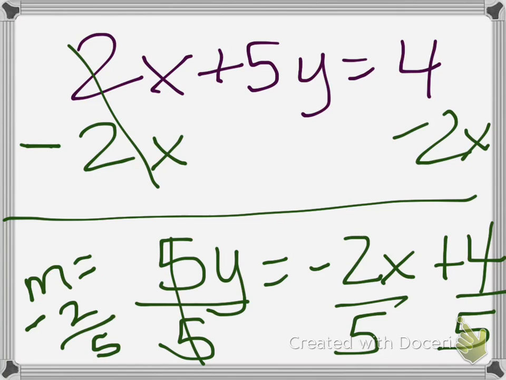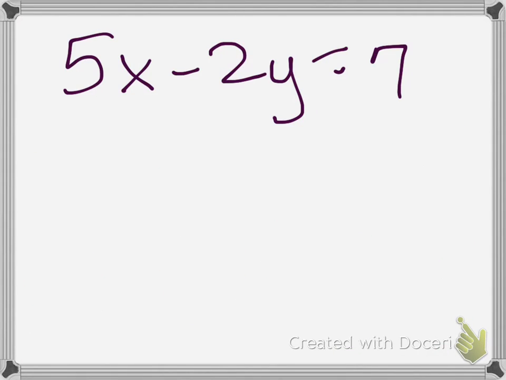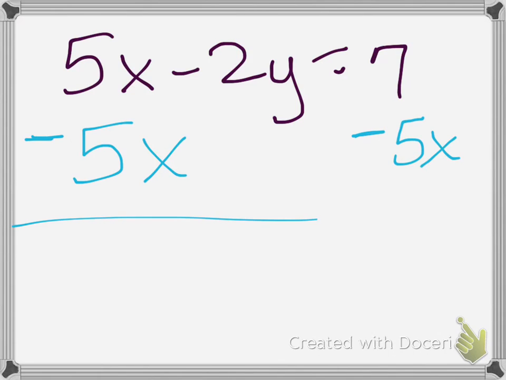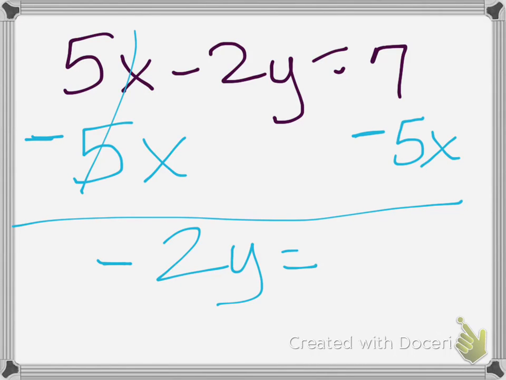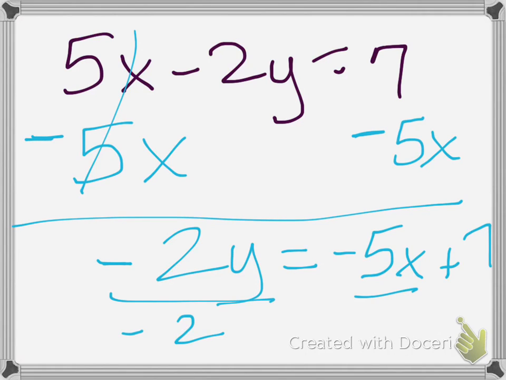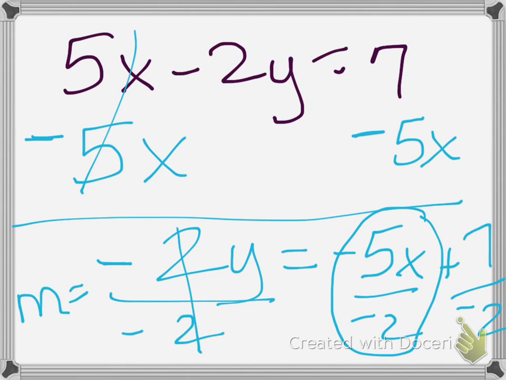All right, let's go to the next situation. Now we have to solve for y in this one. So we're going to subtract 5x from both sides. And then we get negative 2y. This cancels out, and we get negative 5x plus 7. And then we divide that by negative 2. So here, that reduces to 1. The slope here, a negative divided by a negative is a positive. So the slope here is 5 over 2.